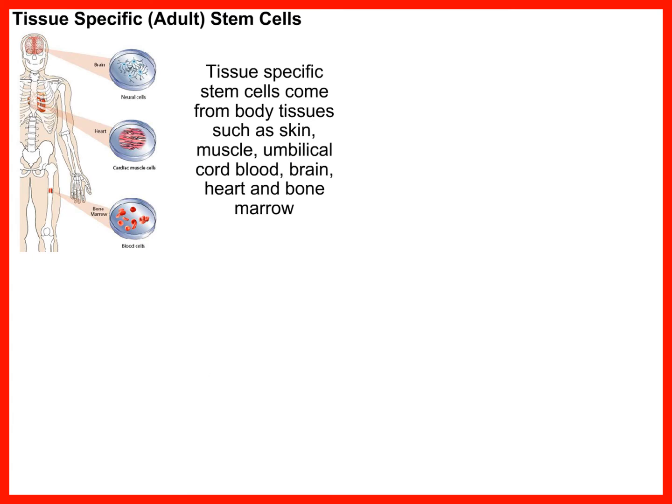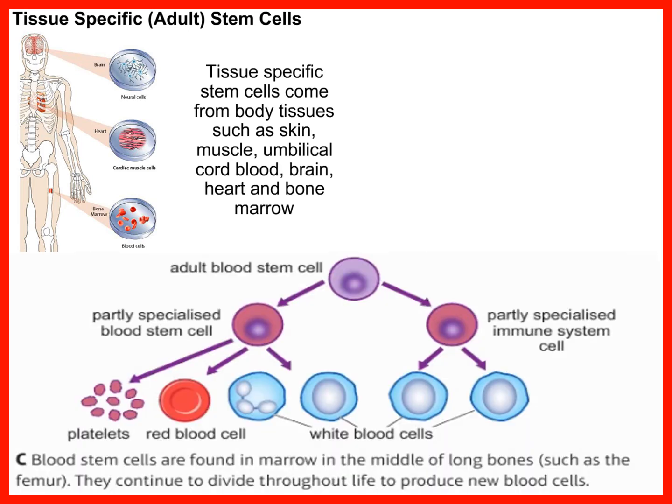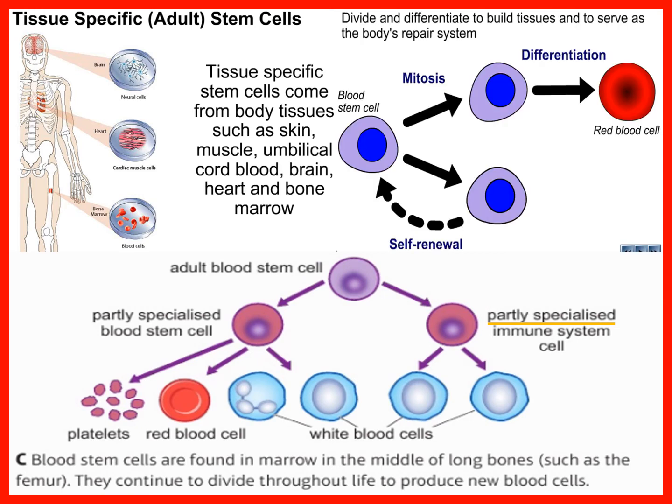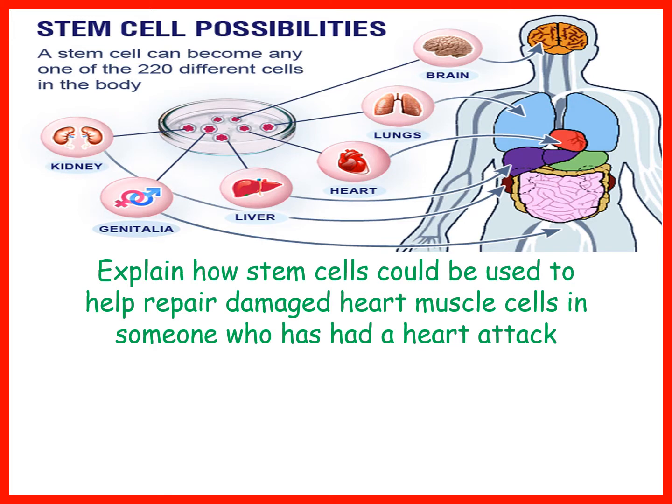Now we can use these ideas because if we look at tissue-specific somatic or adult stem cells, they are found in specific tissues such as the skin or muscles, umbilical cord, brain, heart, bone marrow, and we can utilize this. So we know that they are partially specialized. In other words, they've already started to become specialized, but they're not unipotent yet. And using that idea, we know that they will then start to differentiate in the future. And this occurs through mitosis, where these tissue-specific stem cells first divide by mitosis, and then they differentiate to become specialized. And this can be used in medicine.